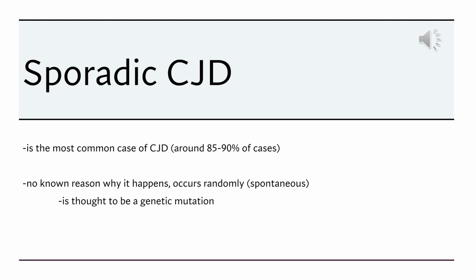Sporadic CJD. Sporadic CJD is the most common case of CJD. It's around 85 to 90% of the cases worldwide. There is no known reason why it happens. It literally just occurs randomly. You can also call it spontaneous. And it is believed that sporadic is a result from a genetic mutation that just occurs in your body at a random time.